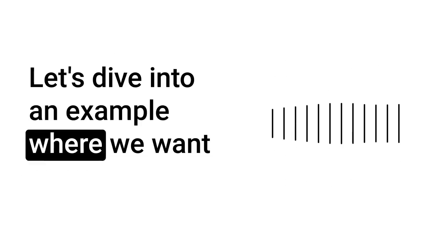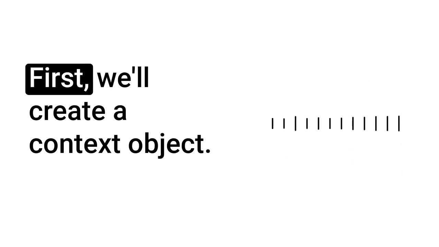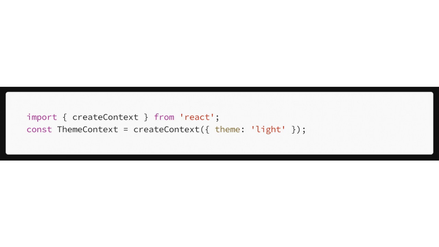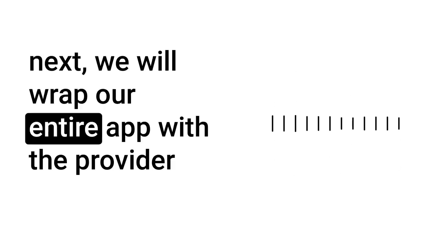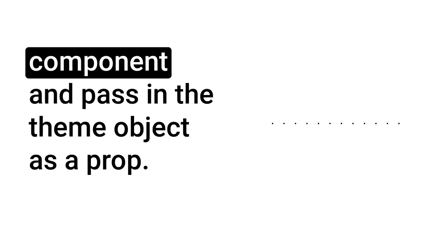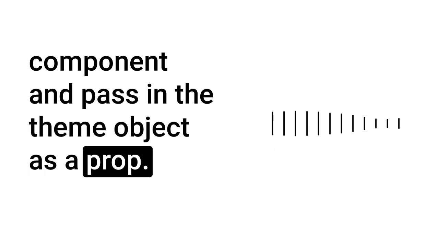Let's dive into an example where we want to apply a theme to our entire app. First, we'll create a context object. Next, we will wrap our entire app with the provider component and pass in the theme object as a prop.